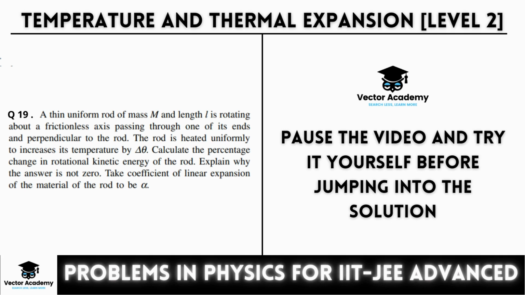Question 19. A thin uniform rod of mass m and length L is rotating about a frictionless axis passing through one of its ends and perpendicular to the rod. The rod is heated uniformly to increase its temperature by delta theta. Calculate the percentage change in rotational kinetic energy of the rod. Explain why the answer is not 0. Take coefficient of linear expansion of the material of the rod to be alpha.